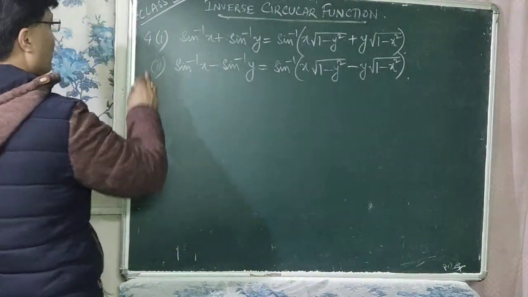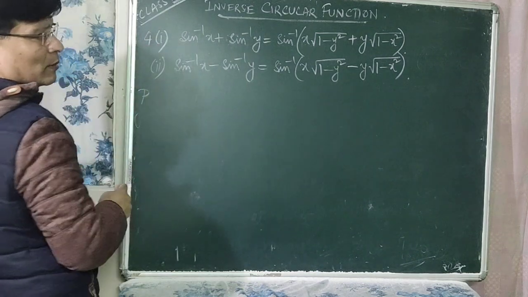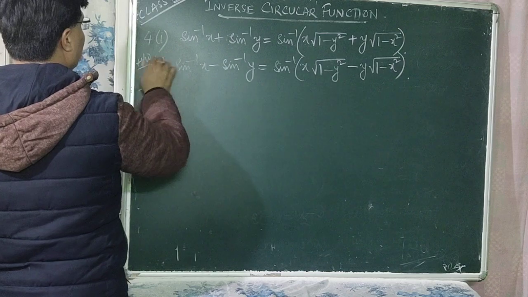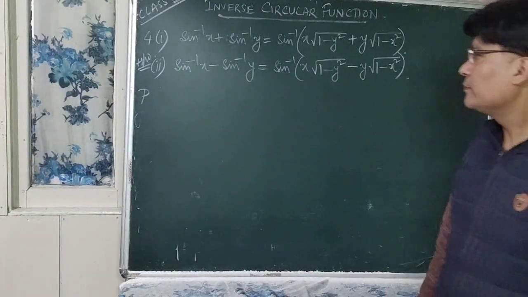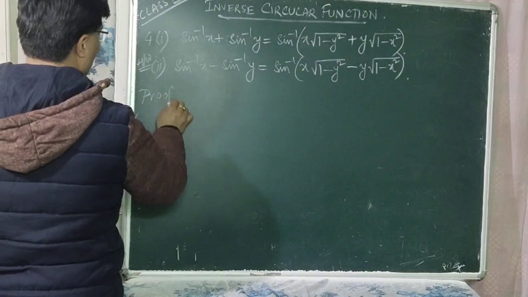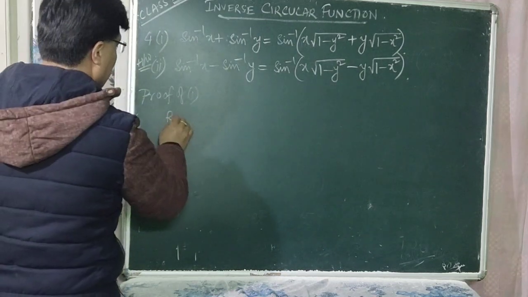So let us prove number 1. I will do number 1, you do number 2 at home, okay? So this number 2 will be a homework. I'll show you number 1 now. Okay? Now proof of 1. Proof of 1. So write on right hand side.